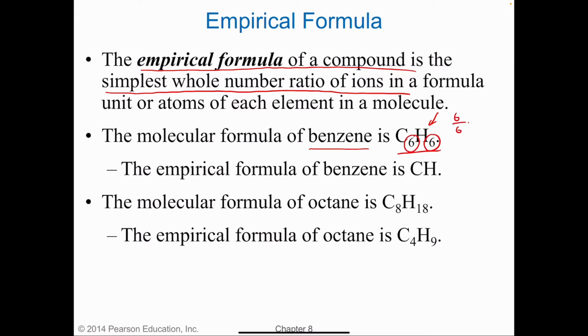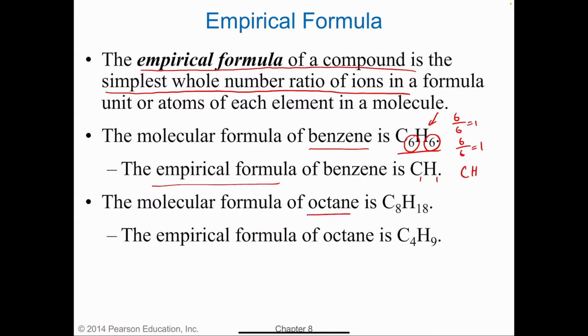So 6 divided by 6 is 1 for carbon, and 6 divided by 6 is 1 for hydrogen. So we can divide both of those by their common factor, essentially, and we get just 1. We don't normally write the ones for subscripts, but that gives us the empirical formula. So the molecular formula is C6H6, and the empirical formula, we're just simplifying it a bit, and we get CH.